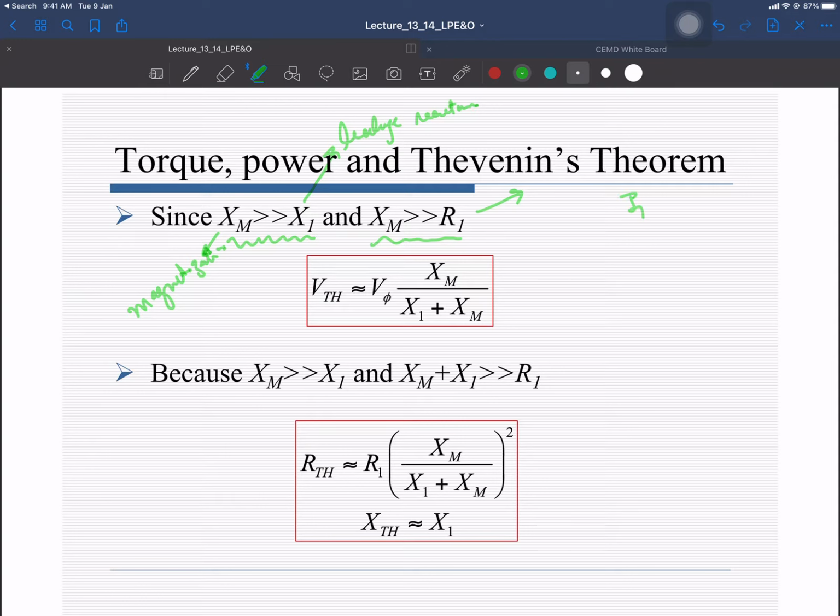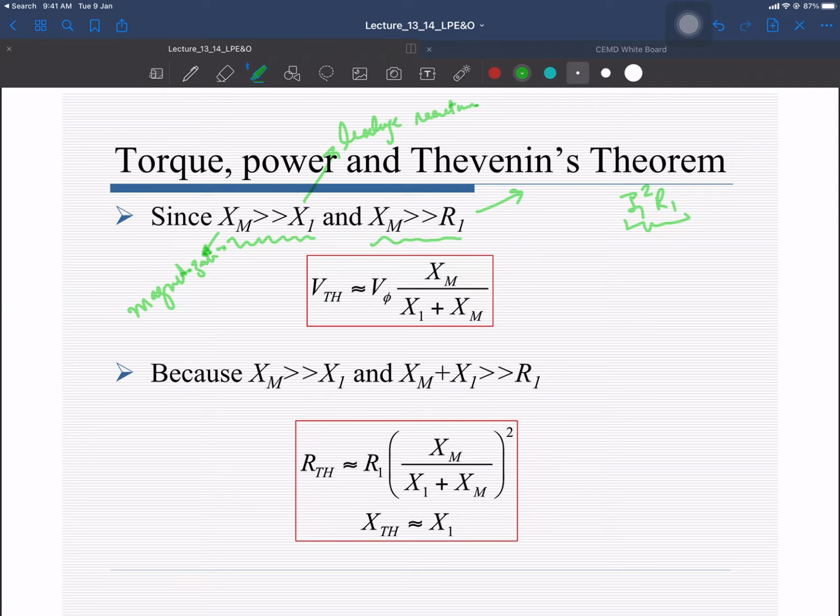I1 square into R1 is the copper loss in the stator winding. In order to minimize that, R1 is kept very small and high grade copper is used. So R1 is small as compared to your jXm. Why are we going to consider it smaller as compared to Xm? Because Xm represents the magnetization loss, the loss which is there to establish a flux linkage between the stator and the rotor side.